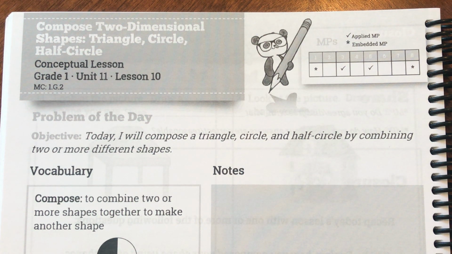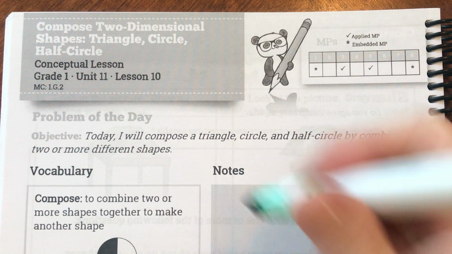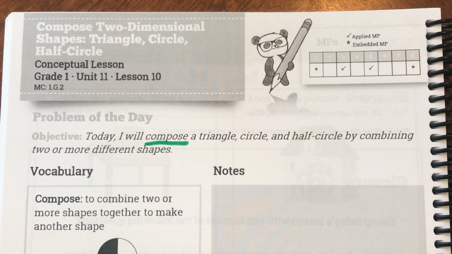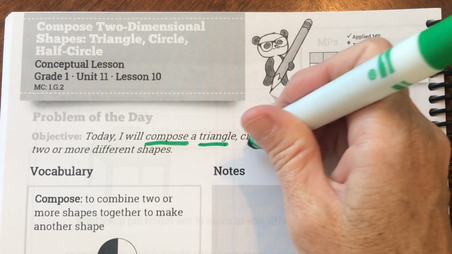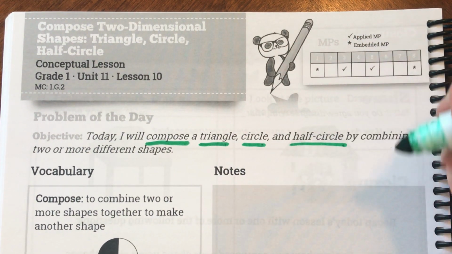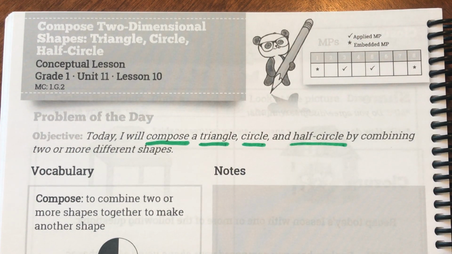So we're doing something very similar. We're still going to be composing shapes out of other shapes. So this compose word is the same, but today we're going to be composing different types of shapes. What we did yesterday was we made a square, we made a trapezoid, and we made a rectangle. But today we're going to make triangle, circle, and half circle. So the shapes we're going to be creating or making are different.